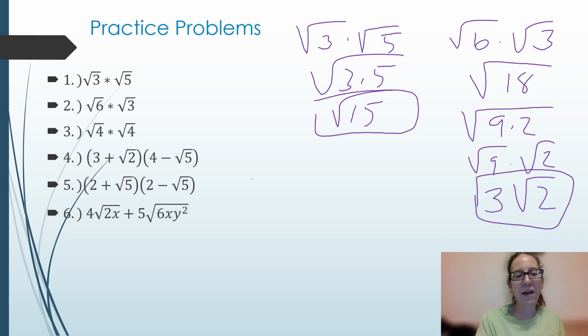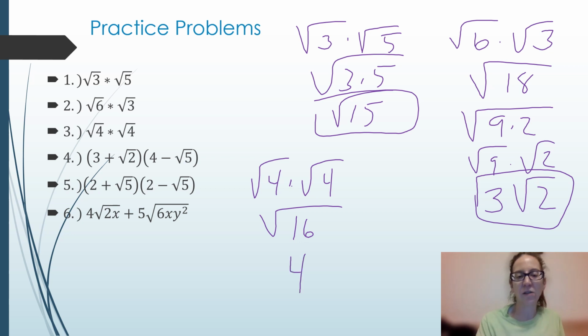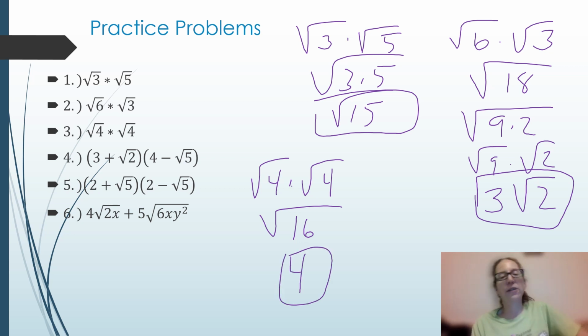Number 3, we have the square root of 4 times the square root of 4. That would give us the square root of 4 times 4, which is 16, which is 4. And you actually can go straight to the answer there. I would not expect you to have to write the square root of 16. Okay, so there's the first 3. That took us about 2.5 minutes, not even.